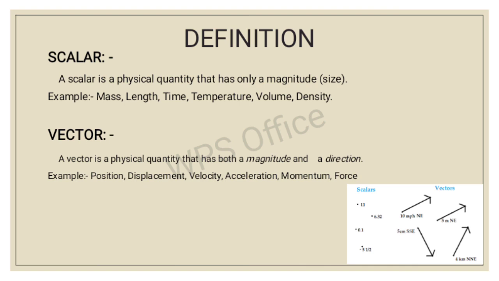The definition for vector is a physical quantity that has both a magnitude and a direction. For example, position, displacement, velocity, acceleration, momentum, and force.